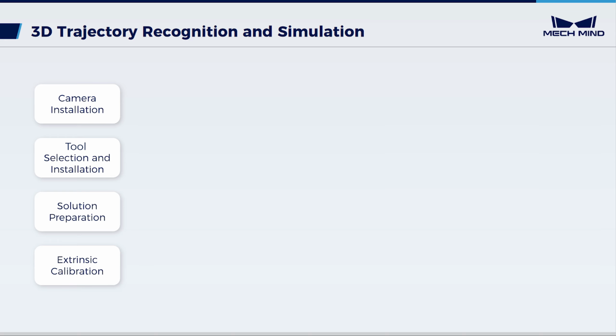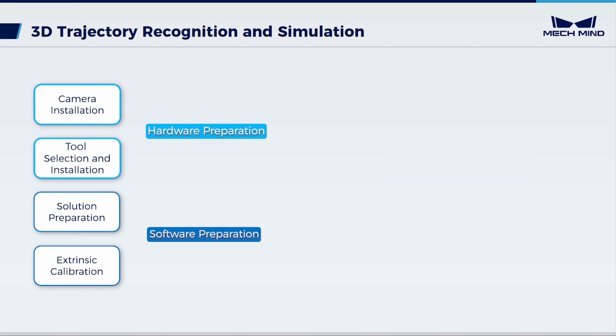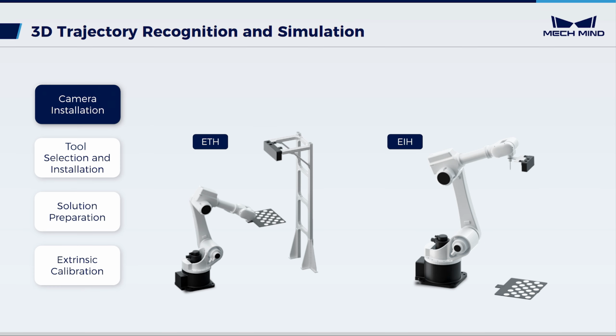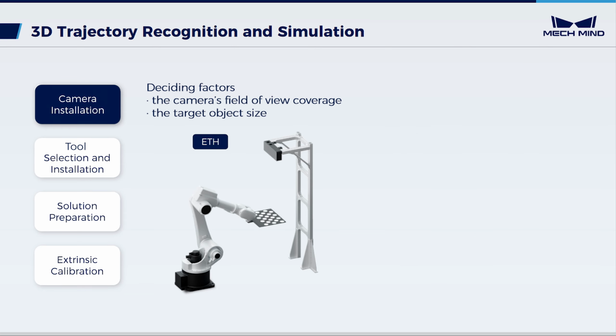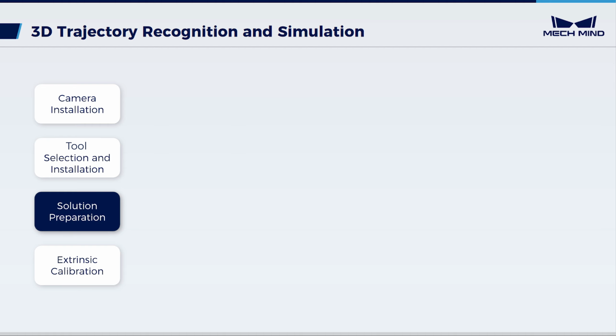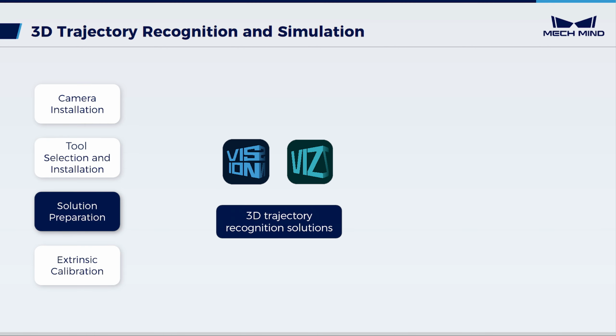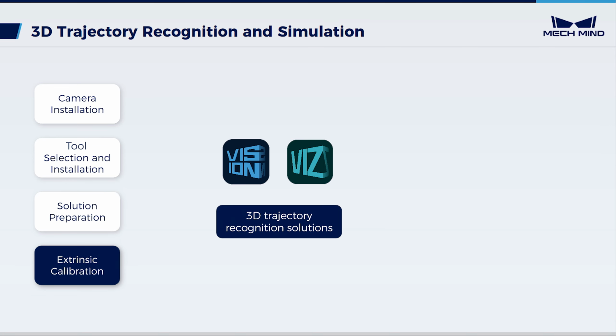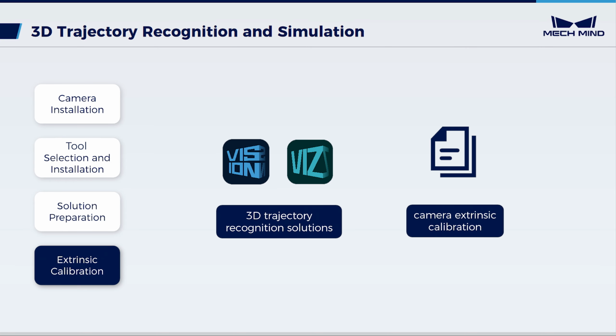Before starting the configuration, make sure the following hardware and software preparations are completed. First, select the camera installation method based on actual deployment conditions, such as the camera's field of view coverage and the target object size. In this scenario, adopt the eye-to-hand installation method. Second, select and install the actual tool based on the process requirements. In this scenario, use the end deburring grinding tool. Third, prepare solutions including Mech-Vision and Mech-Viz projects, and ensure that the tool model has already been configured in the Mech-Viz project. Fourth, connect the camera and complete extrinsic calibration.